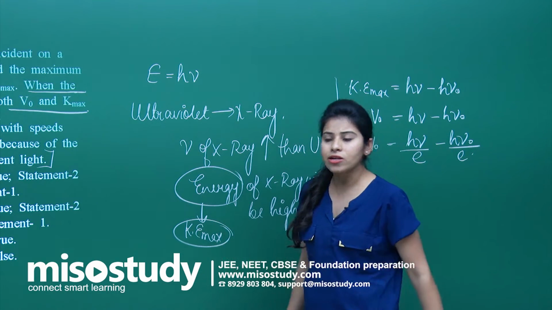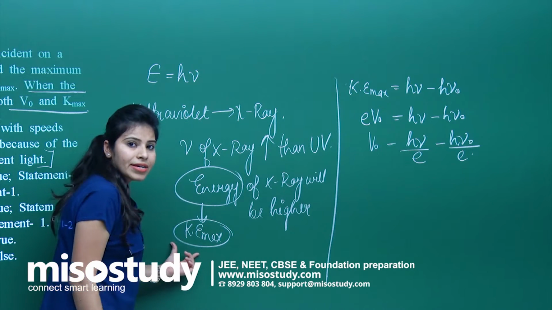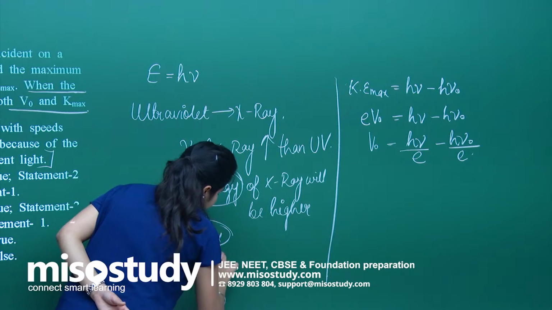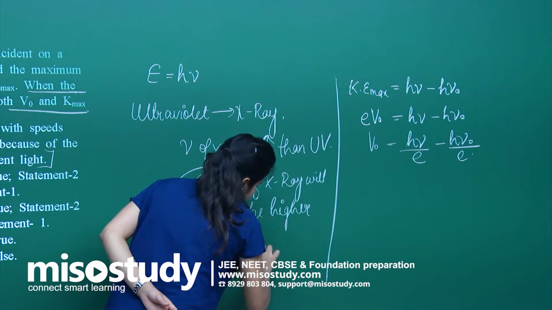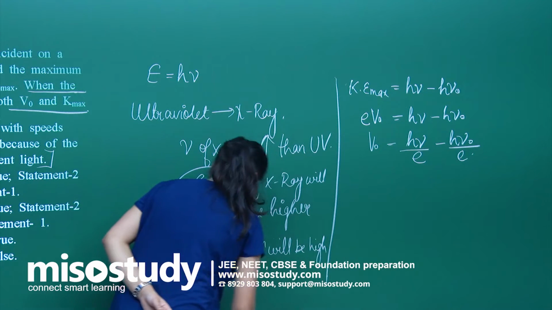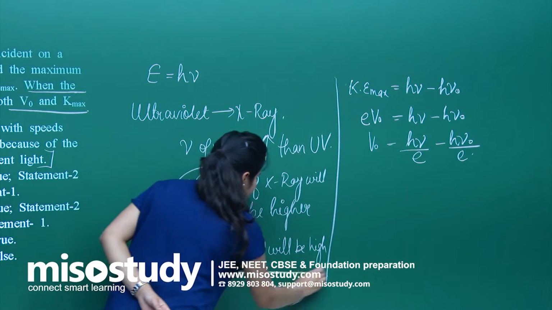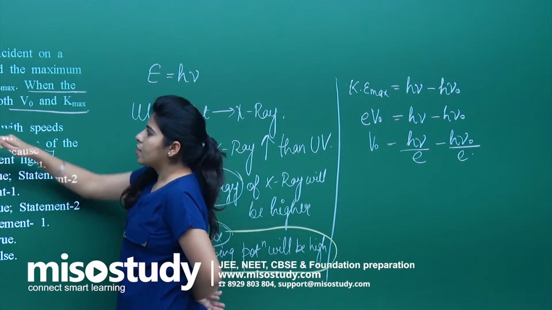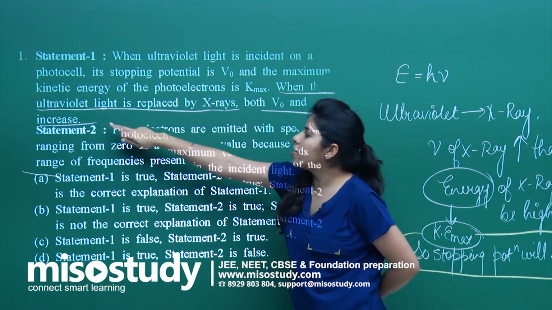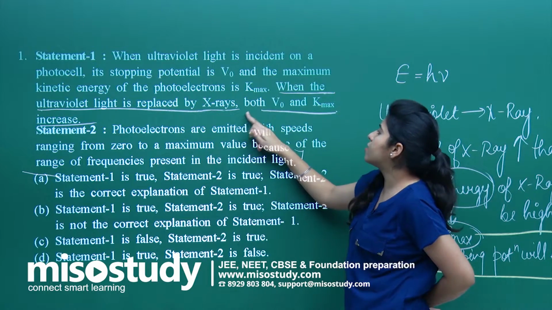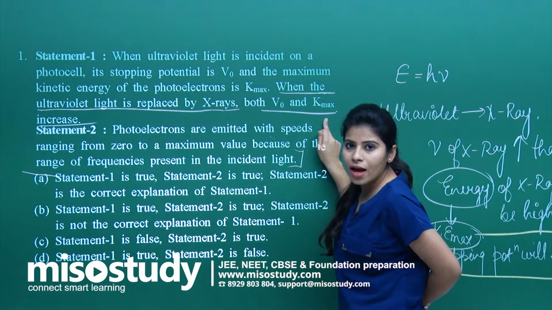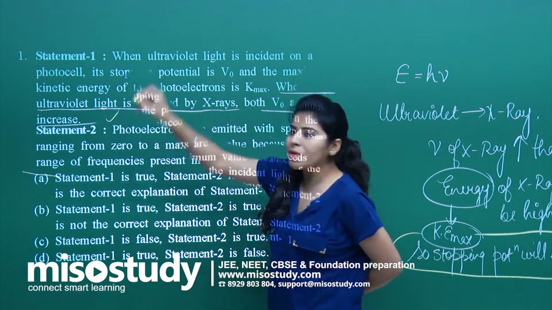So we can directly conclude from there, since kinetic energy is maximum, stopping potential will be maximum. We have concluded these two things, and so we can say this statement is correct. Why? Because on changing the light from UV to X-ray, we have seen that both the stopping potential and the kinetic energy max have increased. So this statement is correct.